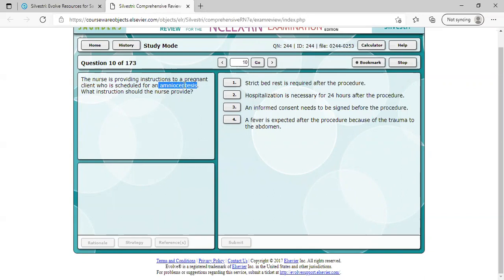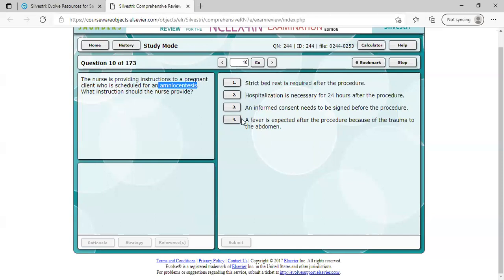So the amniocentesis procedure has some side effects, right? So it is good to avoid. What instruction should the nurse provide if parents plan for amniocentesis? Because amniocentesis is an invasive procedure. Number one, strict bed rest is required after the procedure. Number two, hospitalization is necessary for 24 hours after the procedure.